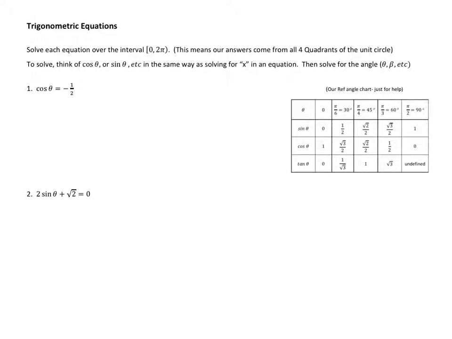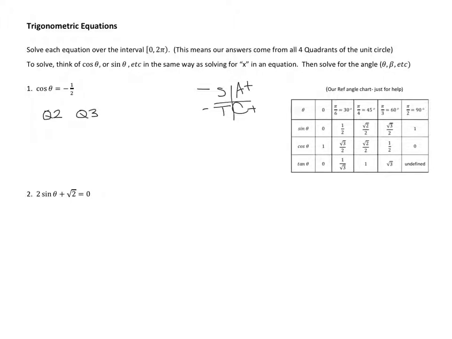So for example 1, we have the cosine of theta equals -1/2. Our goal is to find what values of theta give us the cosine of -1/2. Since we're dealing with all four quadrants, we need to ask ourselves, where is the cosine negative? With our All Students Take Calculus, cosine is positive in the first and fourth quadrants. Therefore, we know that cosine is negative in the second and the third quadrant. So we have to have angles from quadrant 2 and quadrant 3.